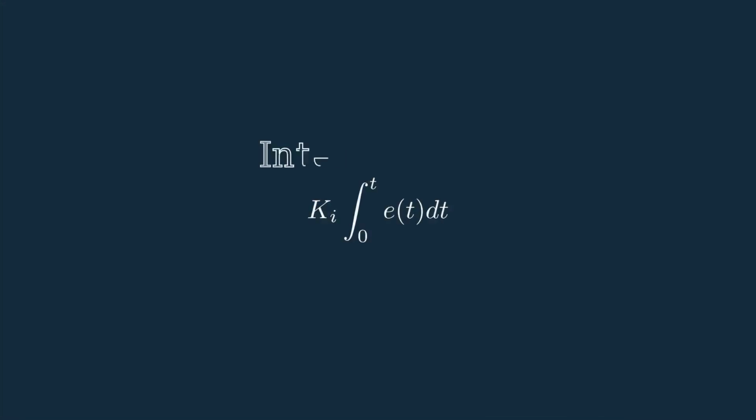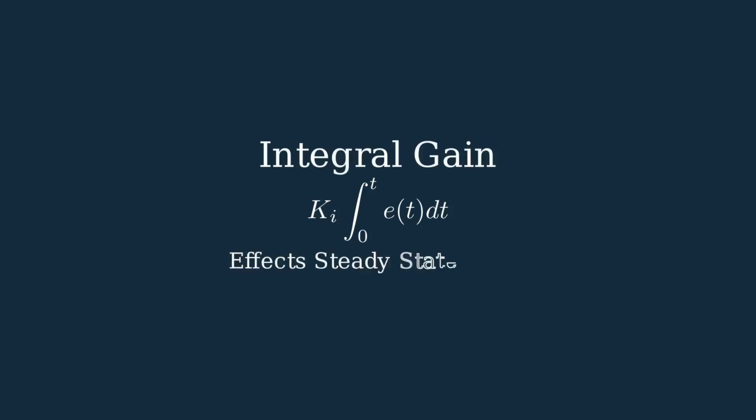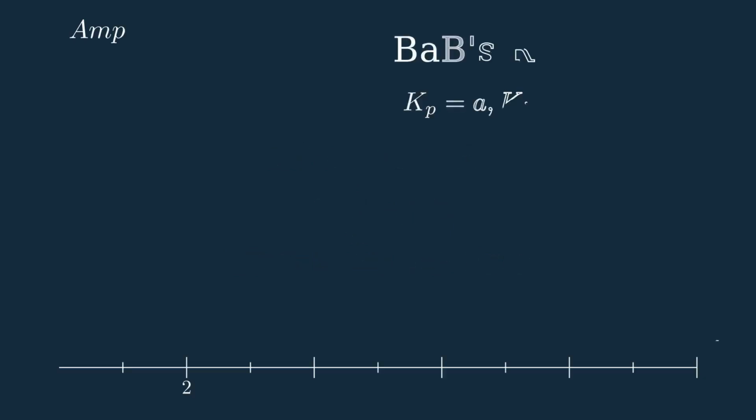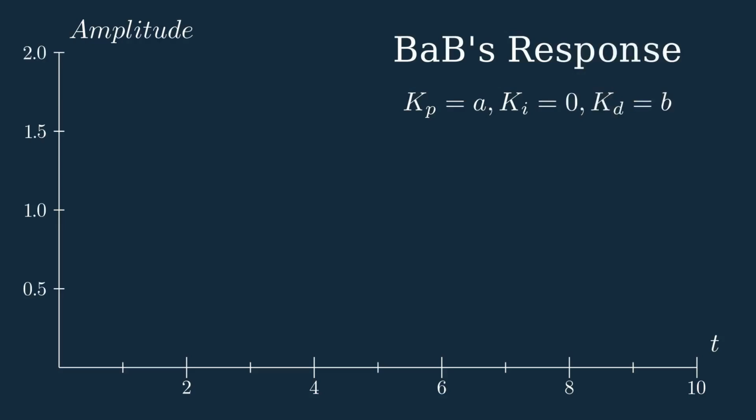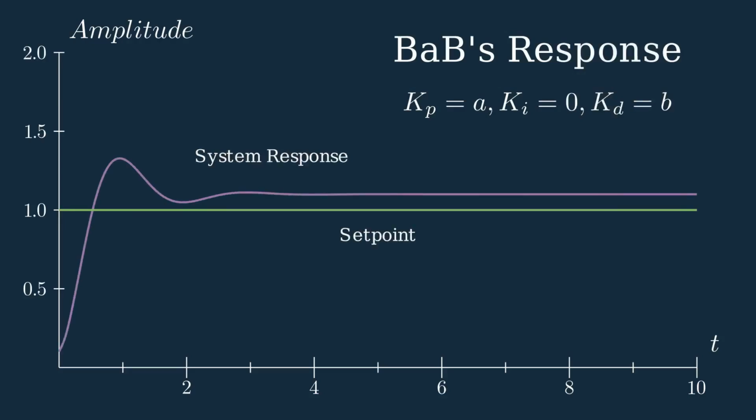The final component to tune our system is the integral gain, which is responsible for eliminating the steady-state error of the system. Jumping straight into BAB's response, we can see that there is a difference between the set point and the steady-state value of the system. This is known as steady-state error.